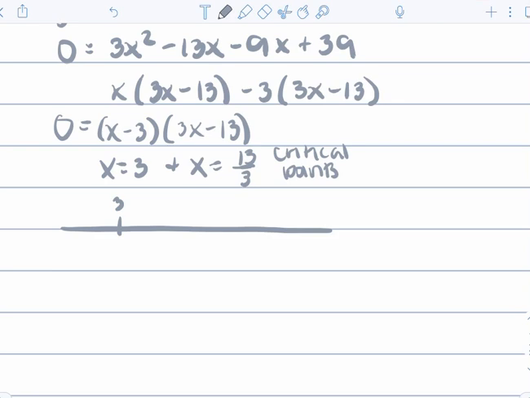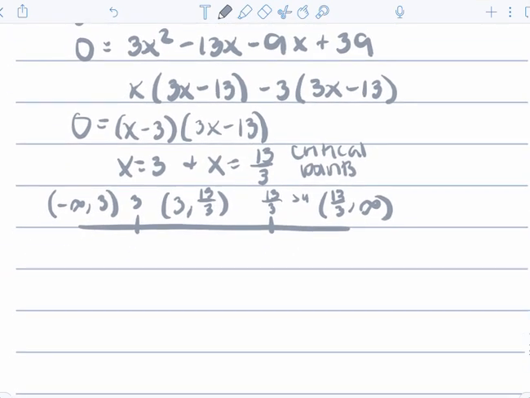And 13 over 3 is about 4. It's actually a little more than 4 because 12 over 3 is 4. So do that and then say that this is greater than 4. And for our intervals, we would have negative infinity to 3, 3 to 13 over 3, and 13 over 3 to infinity.